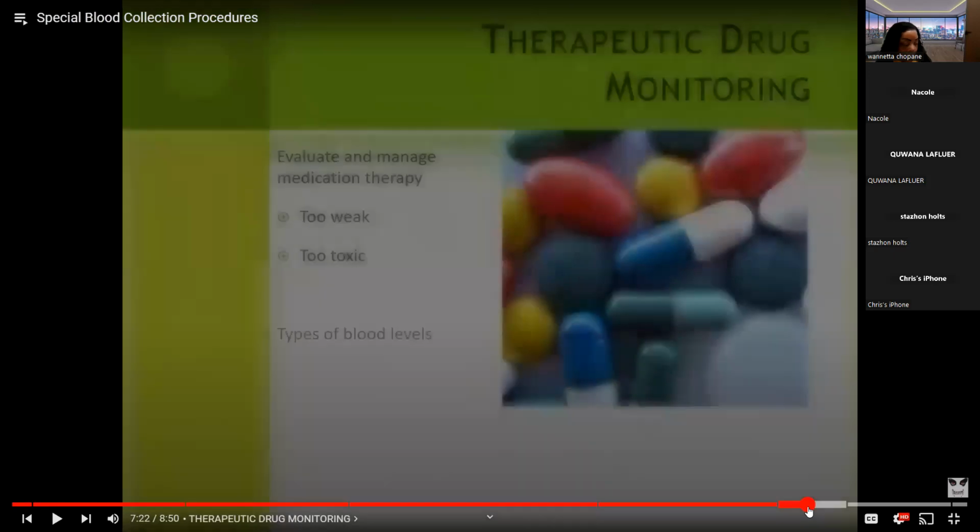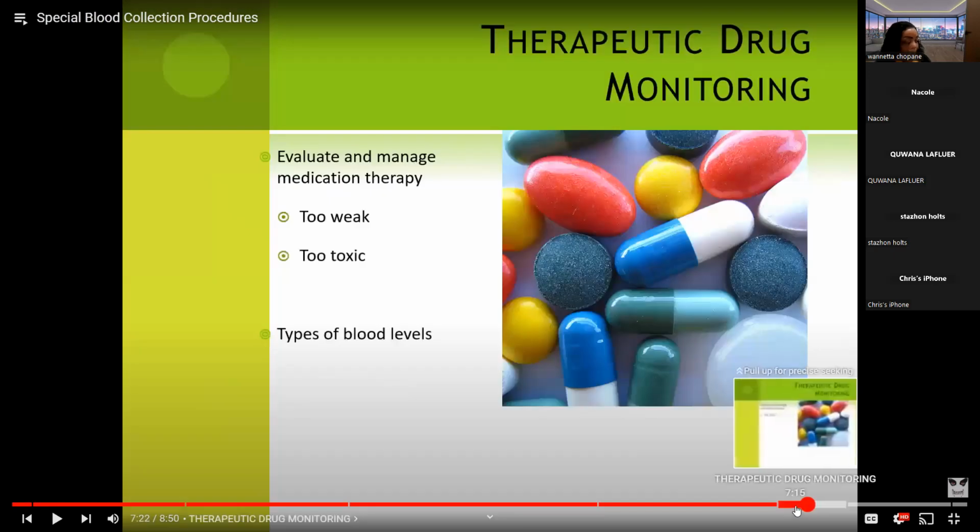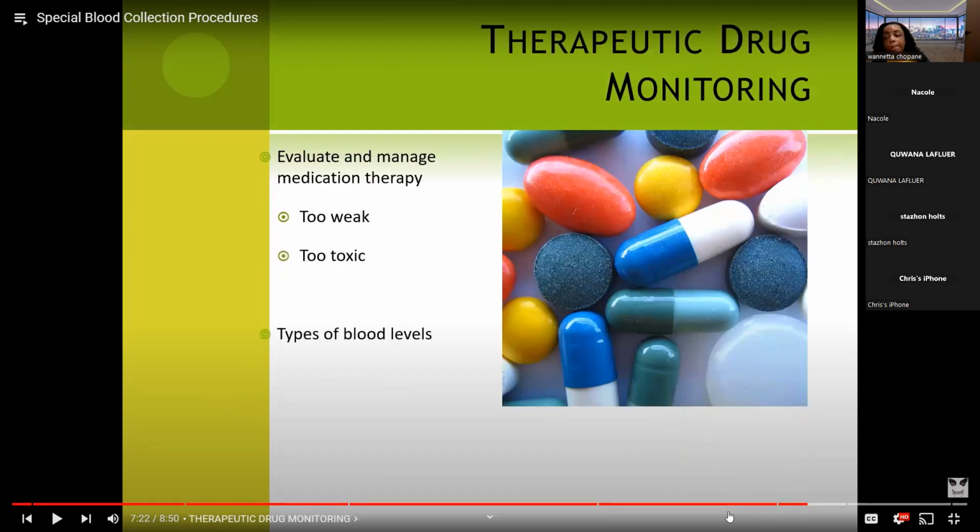Now, last but not least, when we talk about special collections, therapeutic drug monitoring. You can be put on any type of antibiotics like vancomycin, or you could be a behavioral health patient and you have mental challenges and you go see your psychiatrist. Your psychiatrist puts you on lithium or some other things.